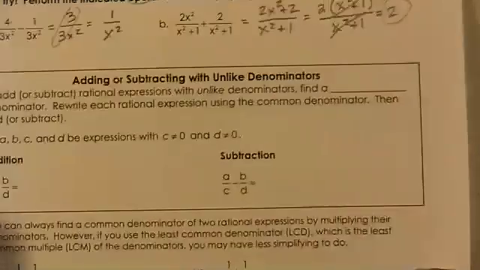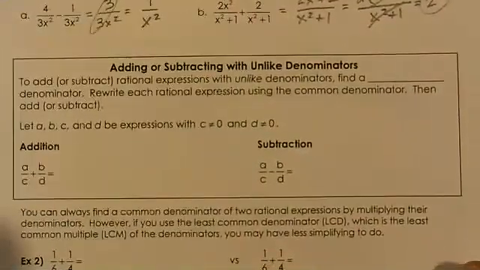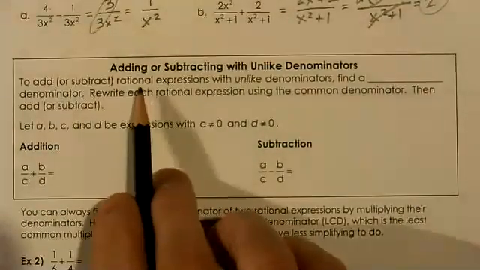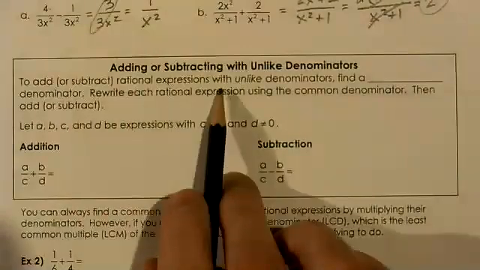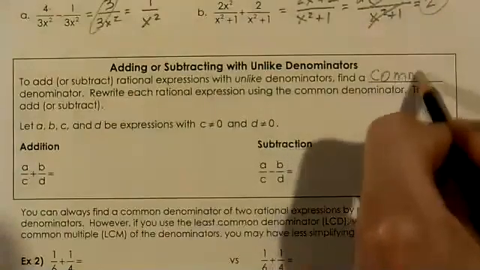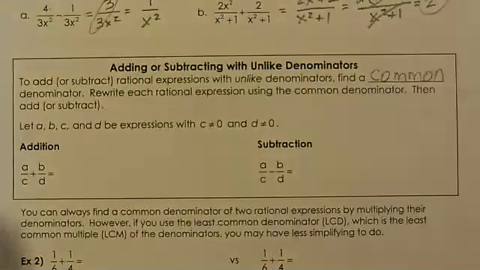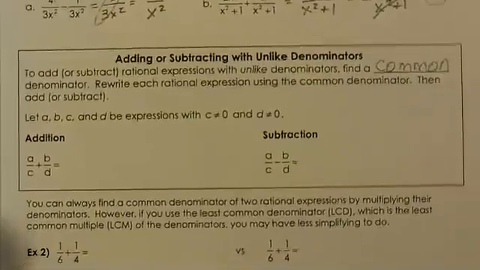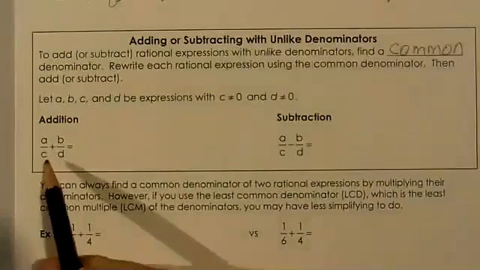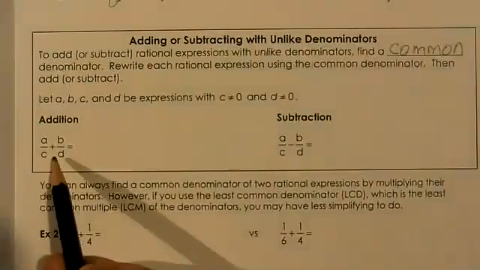Now, if we have unlike denominators, to add or subtract rational expressions, rational meaning fractions, with unlike denominators, find a common denominator. Rewrite each rational expression using the common denominator, then add or subtract. So in a situation like this, we have to get the denominators the same.